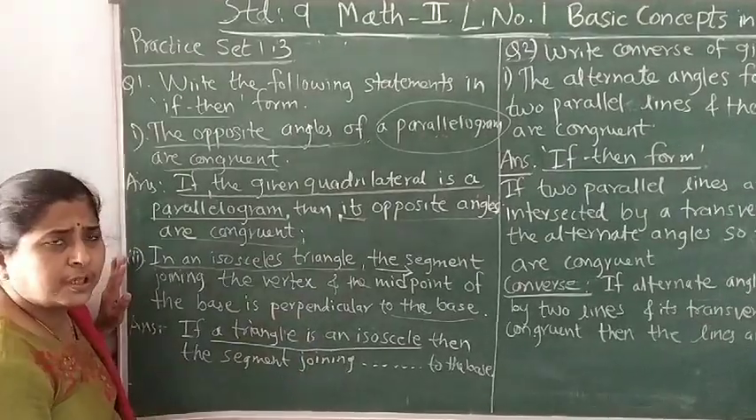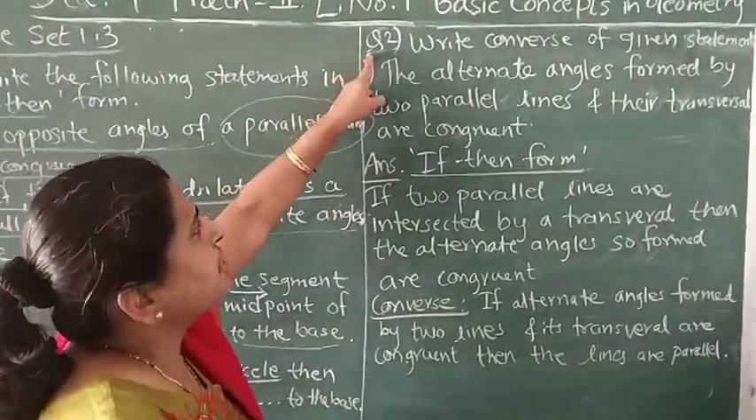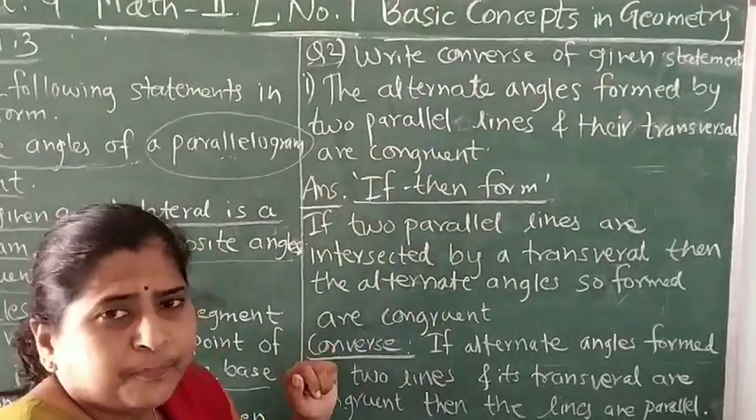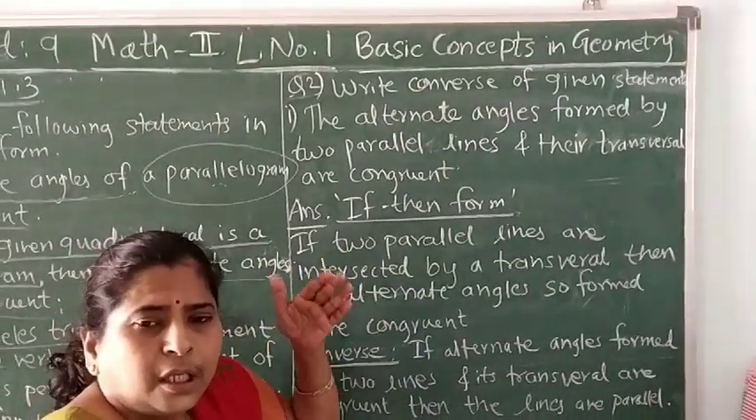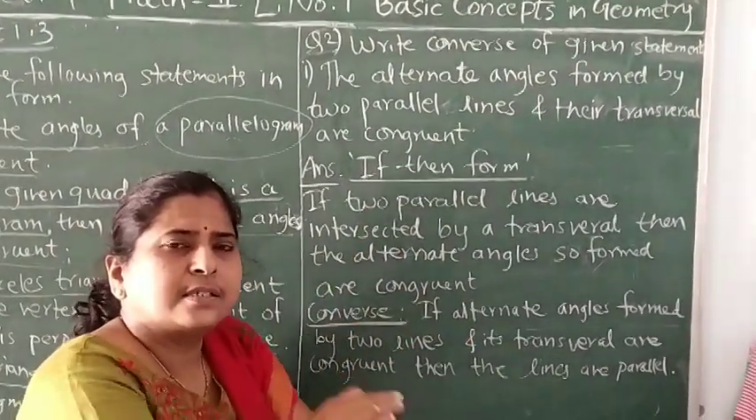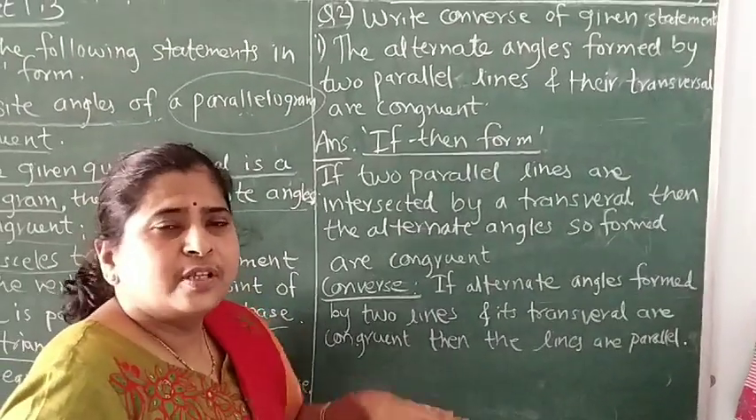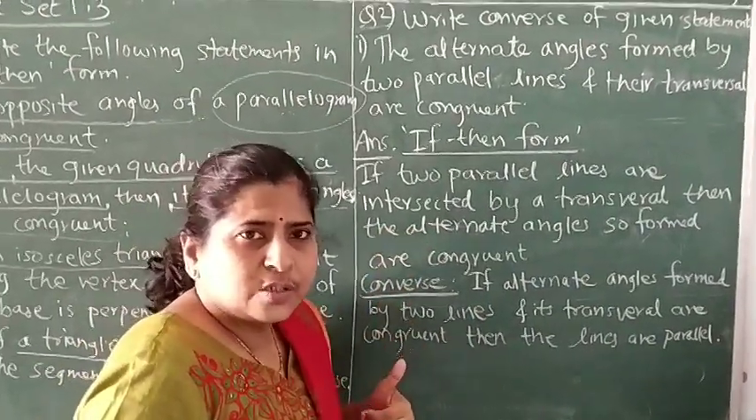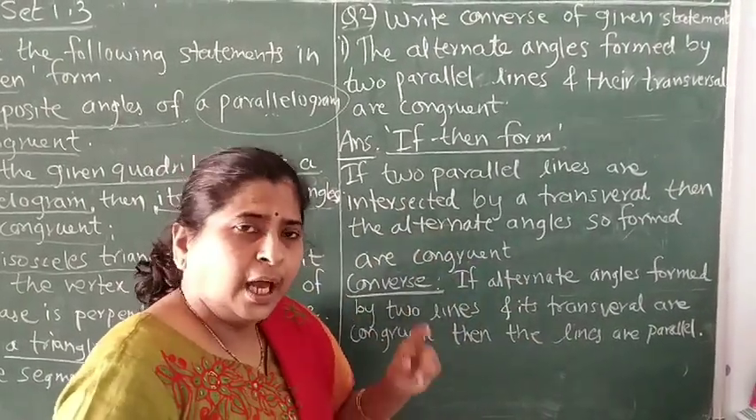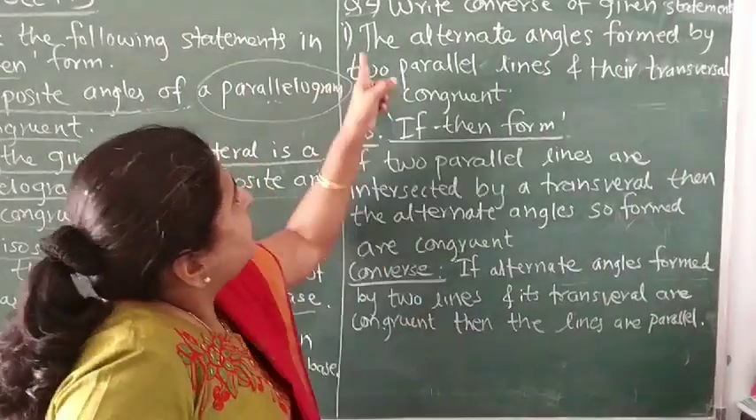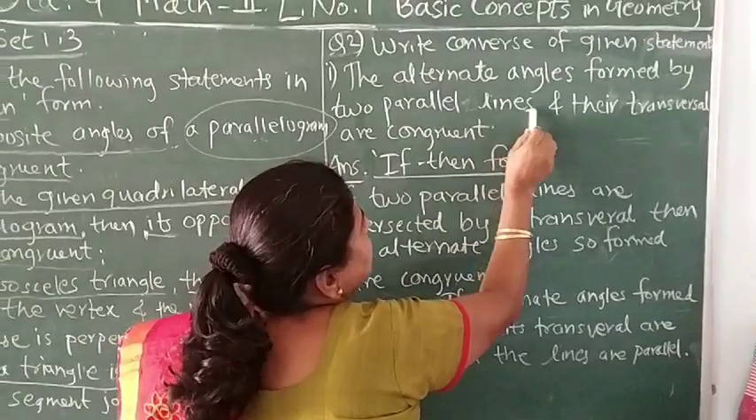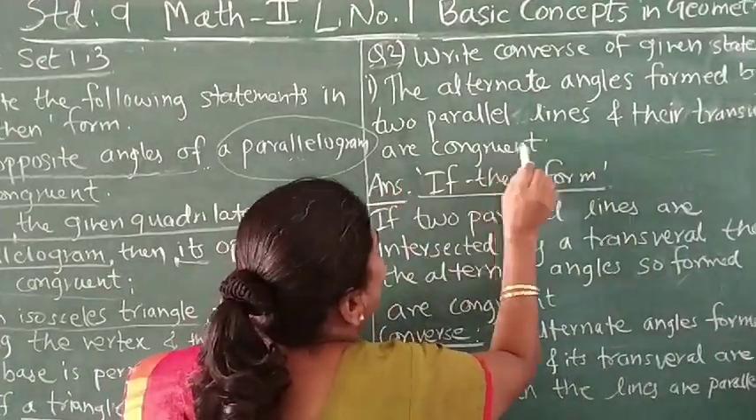Now let's come to question number 2. Question number 2 is about writing the converse of the given statement. To write the converse statement, if the given statement is in if-then form, it is very easy to just interchange the antecedent and consequent parts. But if it is not, then it is always advised to write the given statement in the if-then form for better understanding, and then write its converse. Now what is the first statement? The alternate angles formed by two parallel lines and their transversal are congruent.